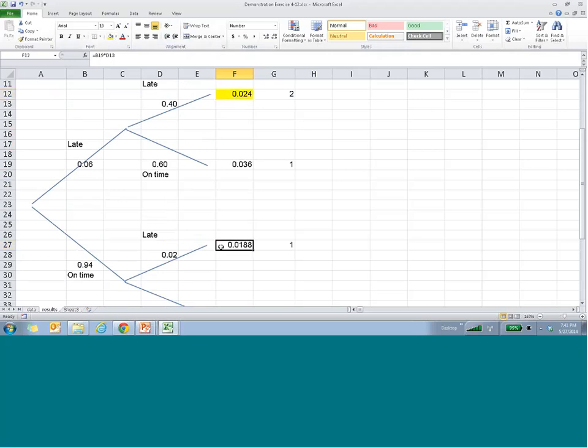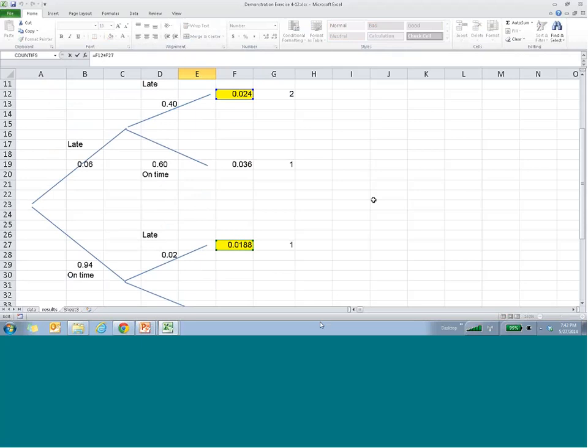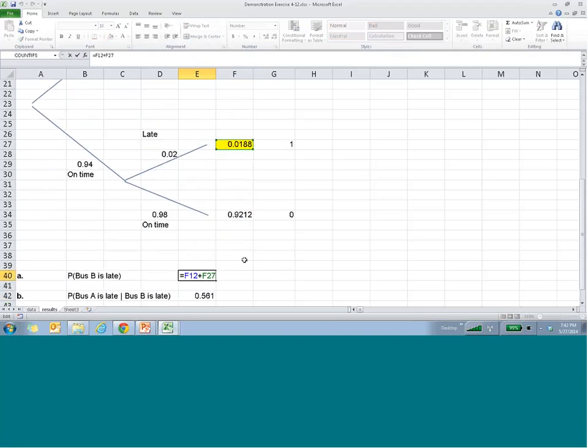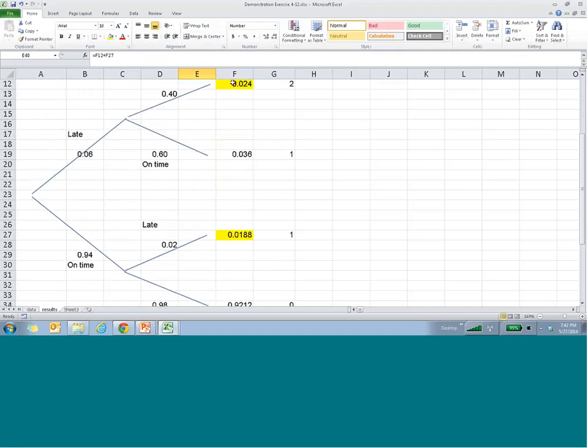And highlight that, those are my two probabilities that B is going to run late, 0.024 and 0.018, which is the formula that I entered in right here. I'm looking at these two cells, 0.024 and 0.018, or F12 and F27. That's going to be the probability of B being late. So you can see how I did this. I just traced these two paths and said, of the things that happen at the end of the path, what is the sum of B being late?